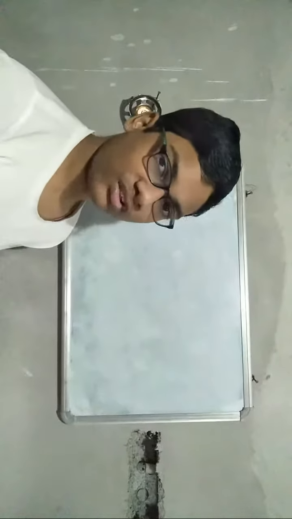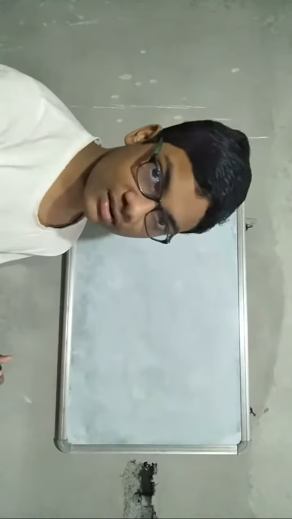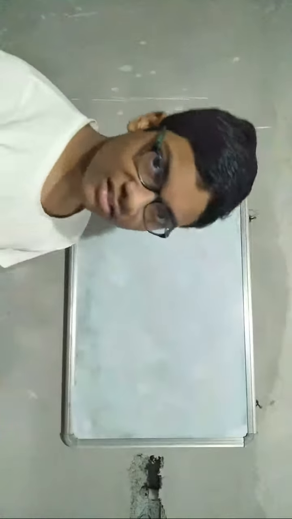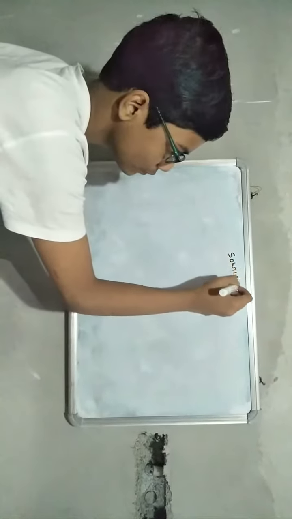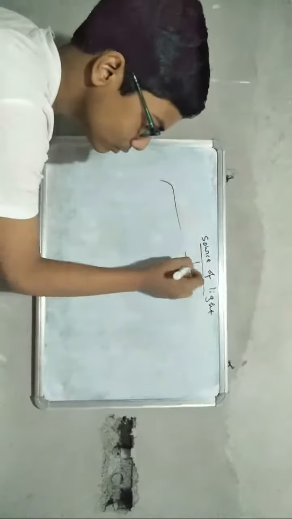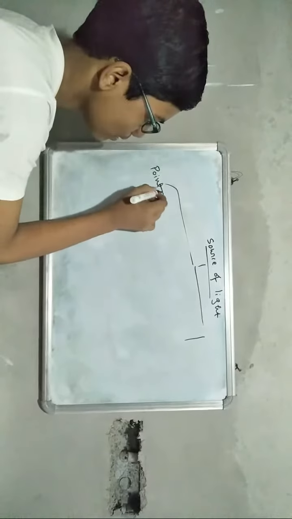Now, the light source is classified by its size. I have told you the light source is also classified by its nature, means natural source of light and artificial source of light. Another classification of light source, I am writing, depends on the size of the light source. Means I am writing source of light. There are two classifications. One is point source of light.